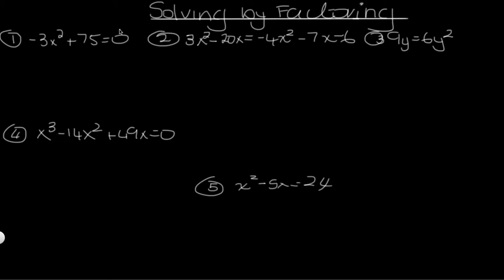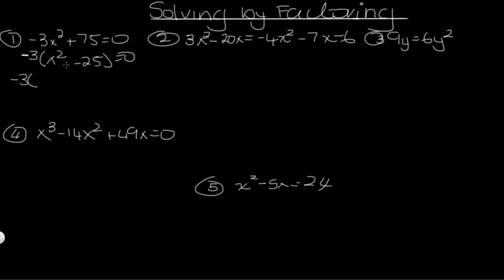For number 1, it already equals 0, so I just need to factor this. First, you always look for the greatest common factor, which here I can take out a -3. I'm taking out a negative because this first term is negative. So negative 3x squared divided by negative 3 is x squared. 75 divided by negative 3 is negative 25 equals 0.